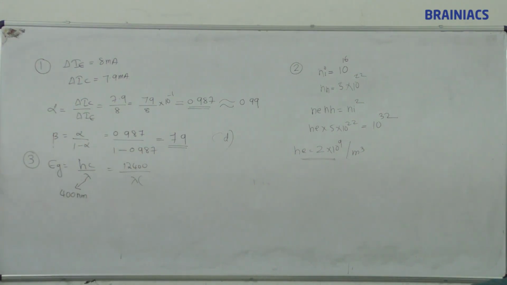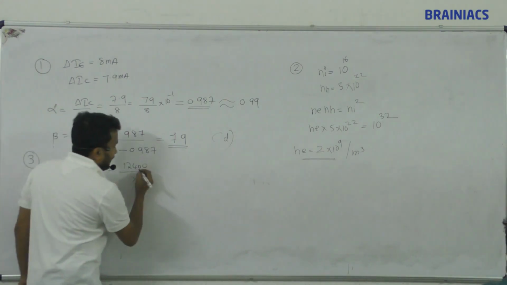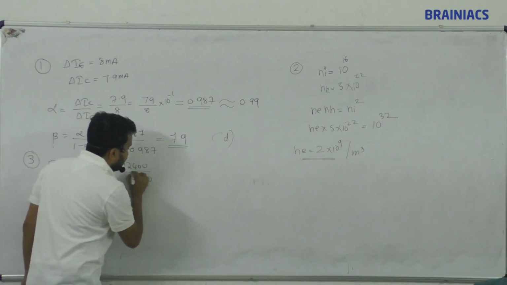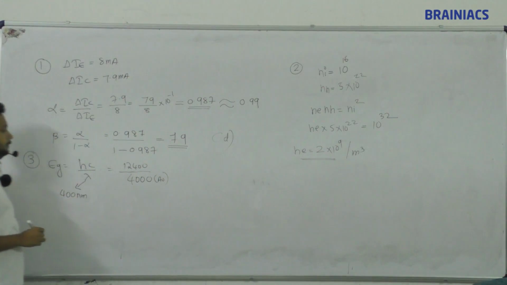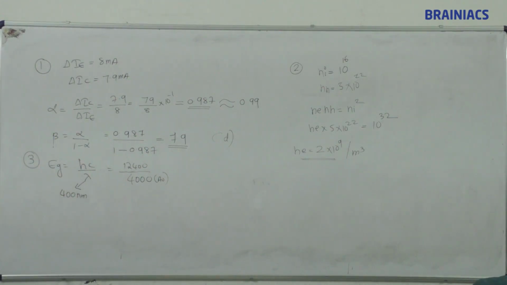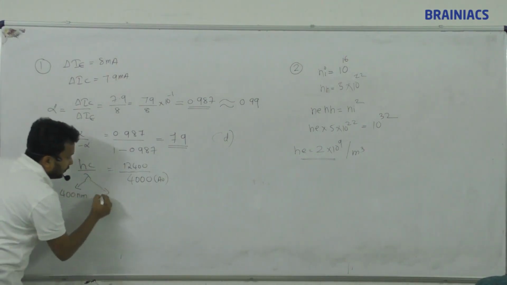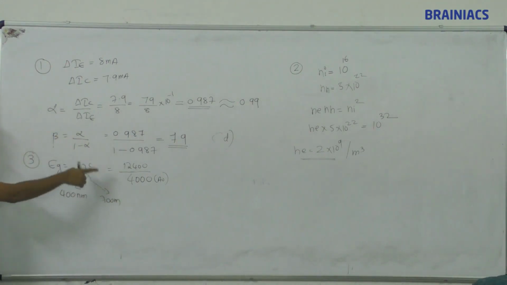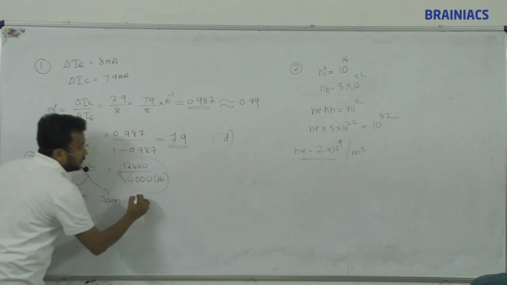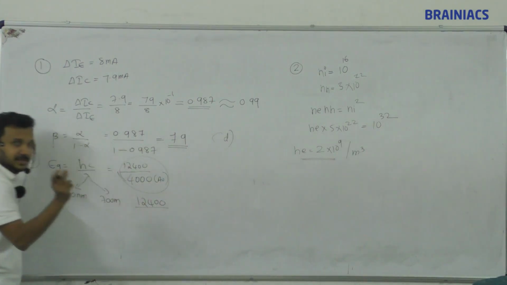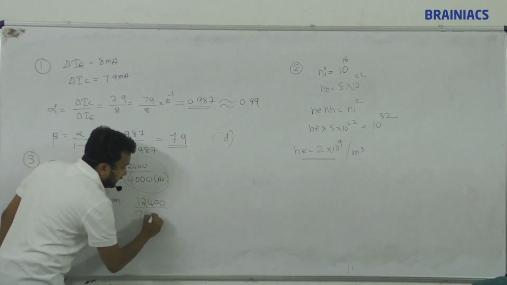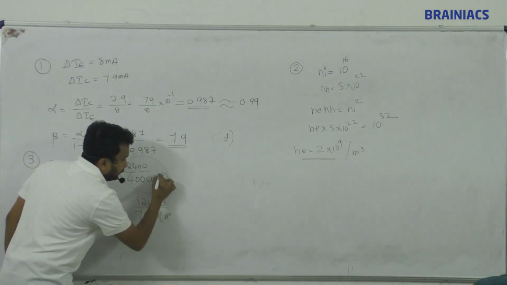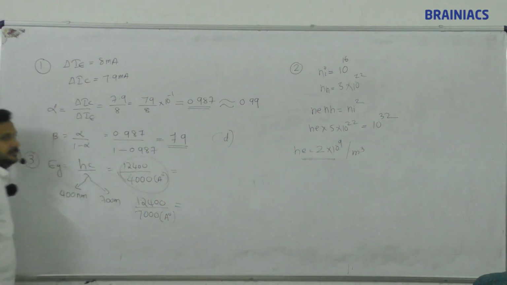Can you solve 12400 by lambda, which I told will be in angstrom? So you have to convert 400 nanometer to angstrom, means what? 4000 angstrom, correct? So lambda should be 4000 angstrom, and you will get the energy. Next one is 700 nanometer, which we also have to find, right? That is the range. So 700 means 7000 angstrom. How much is it coming for this?